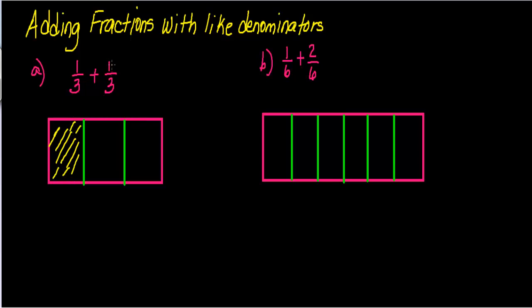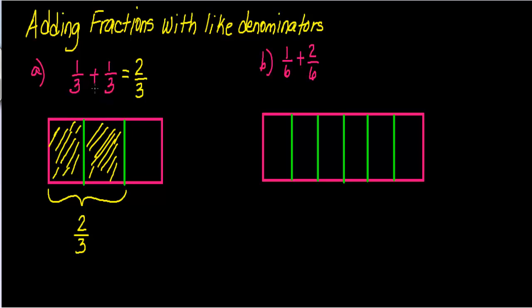Now if I'm adding one more 1/3, then I shade another third of the figure. Now you can see by the figure that this is a total of 2/3. So 1/3 plus another third would give you a total of 2 out of 3. So when we add fractions with like denominators, we add the numerators and the denominator remains the same. Do not add the denominators.